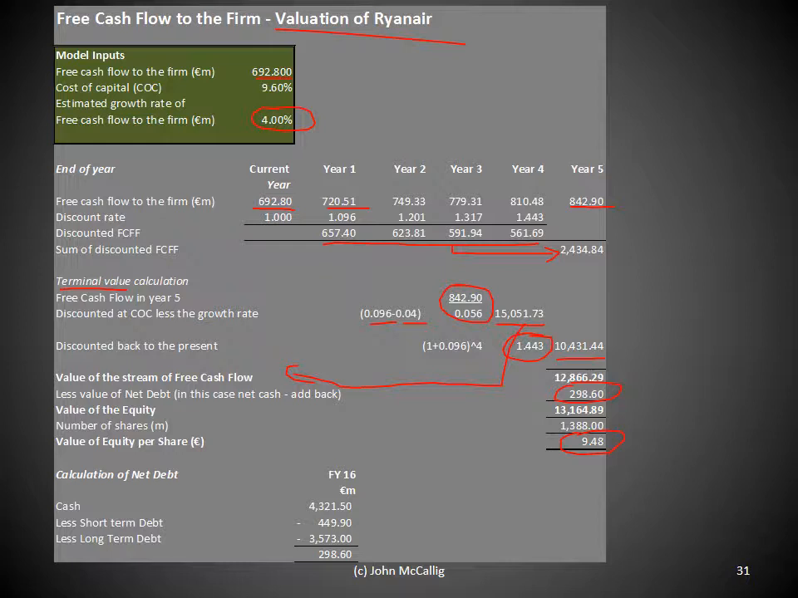That doesn't compare very well with the 14 euro share price. And also JP Morgan got 17 euro as an estimate from a model like this. So the implication of that is that they must have been using much higher growth rates than we are in their calculations. Down here at the bottom is the calculation of net debt. If you have a look at the balance sheet, you'll be able to find those numbers on the balance sheet.